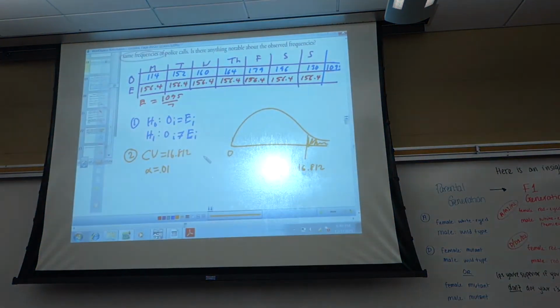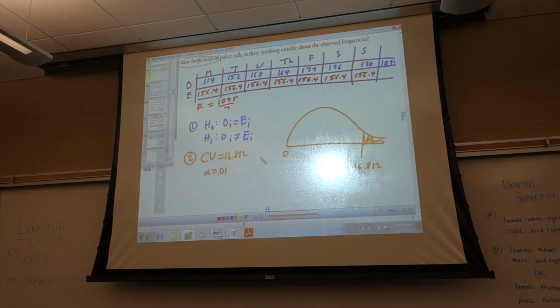And then your critical value, you looked it up on your table, and you ended up getting, I think it was 16 point, Drew, what was it? 16.812. The screen's off. Okay, no worries. We can handle that.